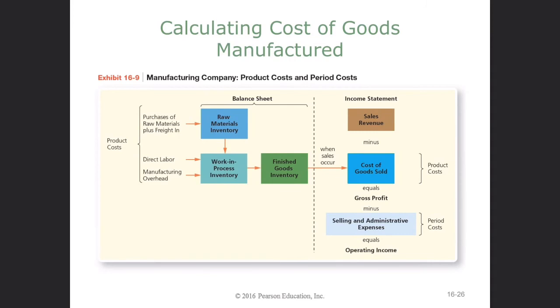Cost of goods sold is part of the product cost because this is all related to creating the product. Raw materials, work in process, finished goods. Product cost creates a product. Those product costs go into our cost of goods sold account. That's why it is considered a product cost account. And then selling and administrative expenses are not considered product cost. They are period cost.